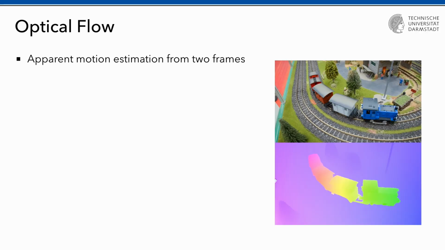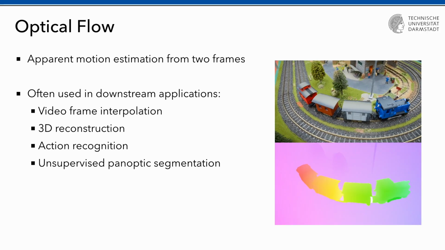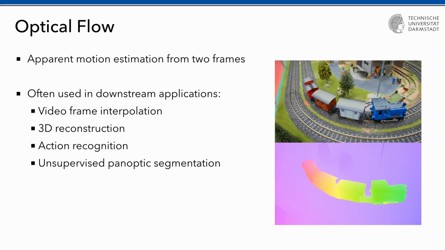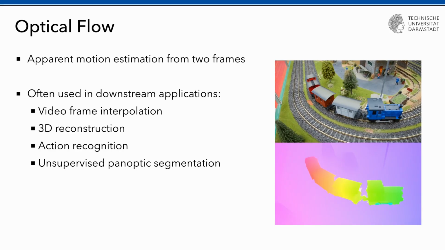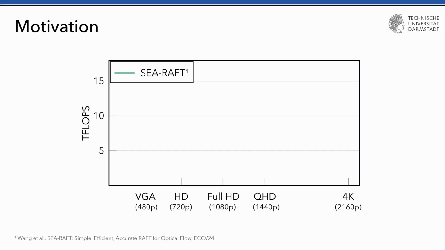Optical flow is the task of estimating the apparent motion between two consecutive frames, and it is often used as an intermediate result or input modality for downstream applications such as video frame interpolation, 3D reconstruction, or unsupervised panoptic segmentation. We need efficient optical flow methods, especially when using them as input modalities for other models.